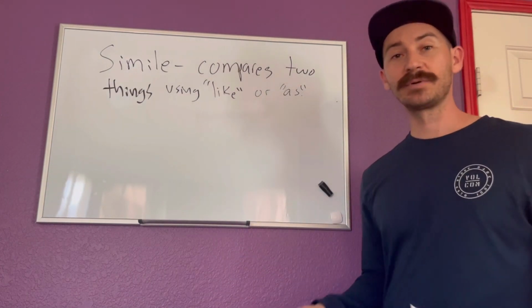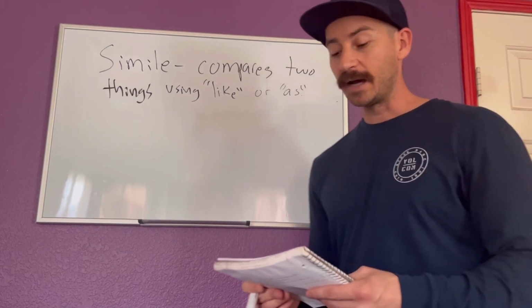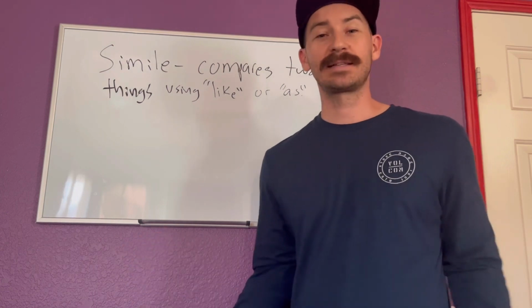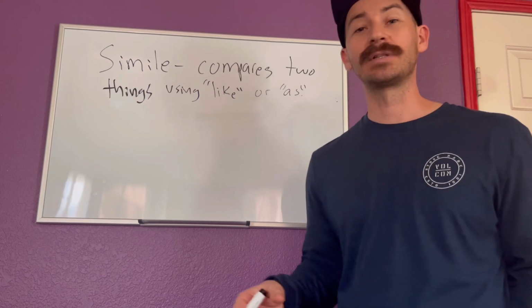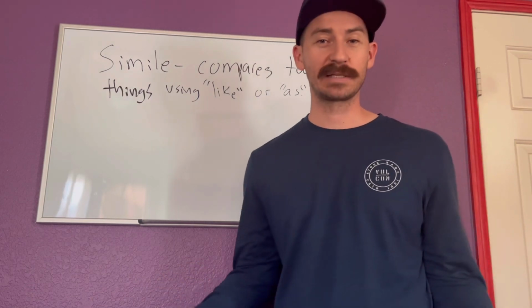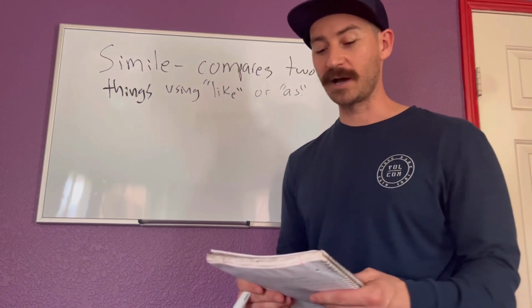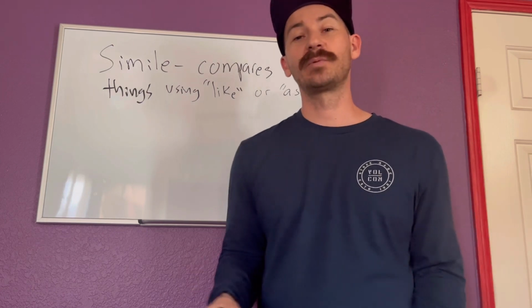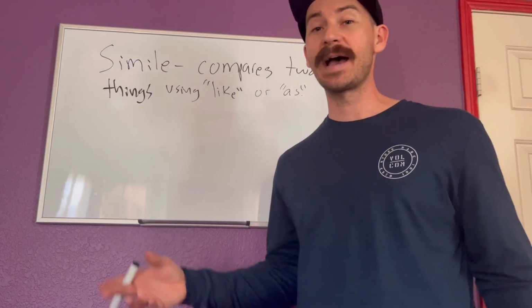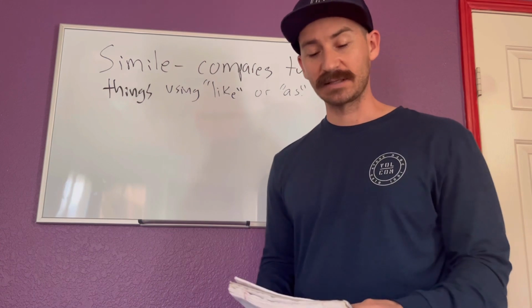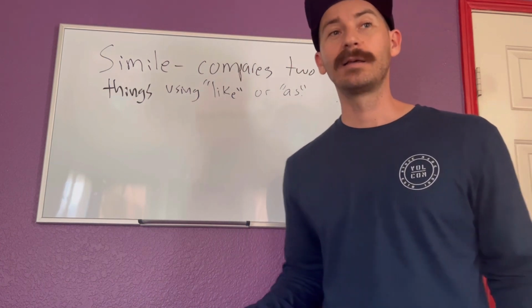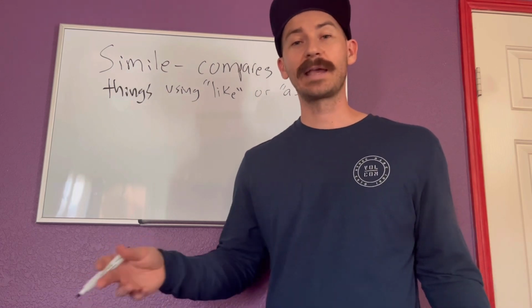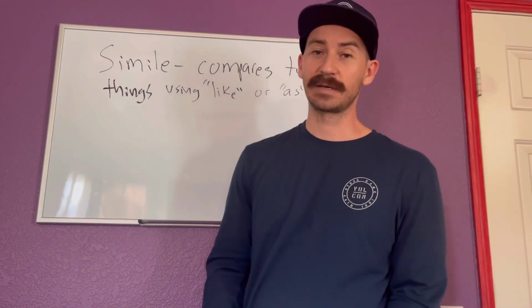And so a couple examples of similes. The room is as hot as an oven. So we know the room is not literally as hot as an oven, but someone might say that they're uncomfortably hot. And because it uses the words as hot as an oven, that makes it a simile. Additionally, I have eyes like a hawk. So it's using the word like. Those are 2 examples of similes.